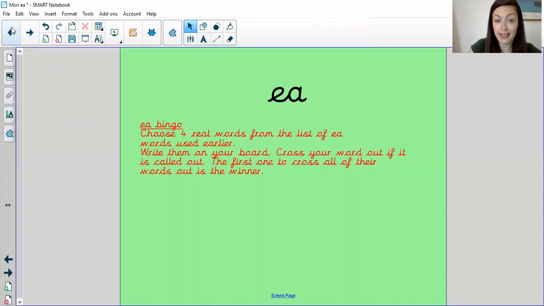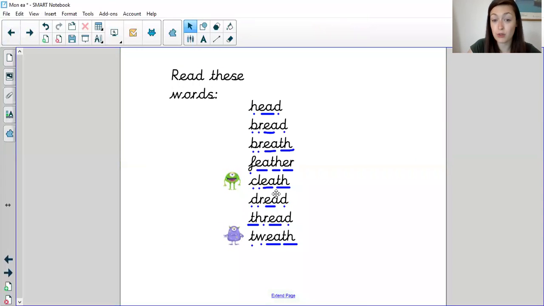So let's go back and have a look at the words we had. So you could choose head, bread, breath, feather, dread, or thread, because obviously we don't want to write down our alien words. So whoever's calling out the bingo words at home, you need to make sure you are calling out one of these real words. Does that make sense? All right, pause the video and go and have some fun.